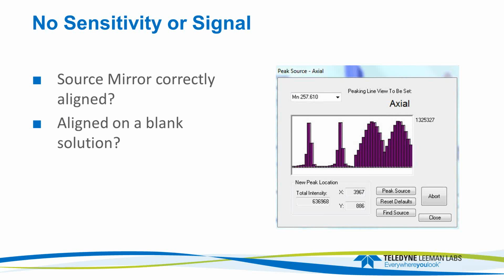Okay. If that all works out so well, then I start thinking about whether my source mirror is aligned correctly. We use manganese both on the axial and the radial view systems, so I'll look at that. Or did I align it on a blank? That happens. You grab the wrong thing, and the instrument aligns it. Now the mirror positions are not really pointed at the plasma, or at least not at an area in the plasma where you're going to get some intensity.